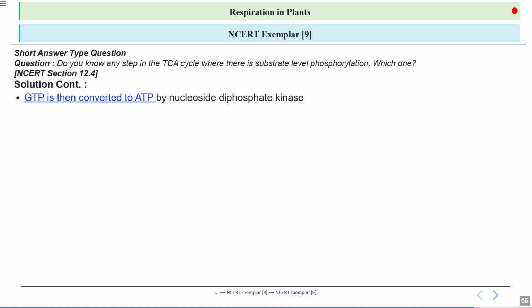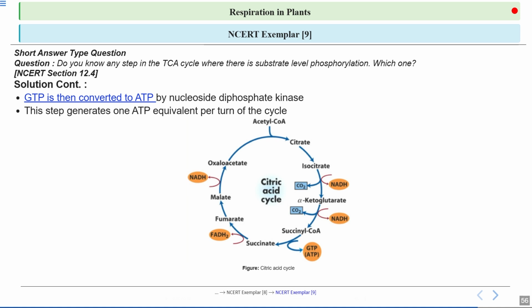Now, we see that GTP is then converted to ATP by the enzyme nucleoside diphosphate kinase. So this step ensures that the energy captured as GTP can be used in the same way as ATP. This means that for every turn of the TCA cycle, one ATP equivalent is generated directly through substrate level phosphorylation. So here we can see that in this step, GTP or ATP equivalent is produced per turn of the cycle.